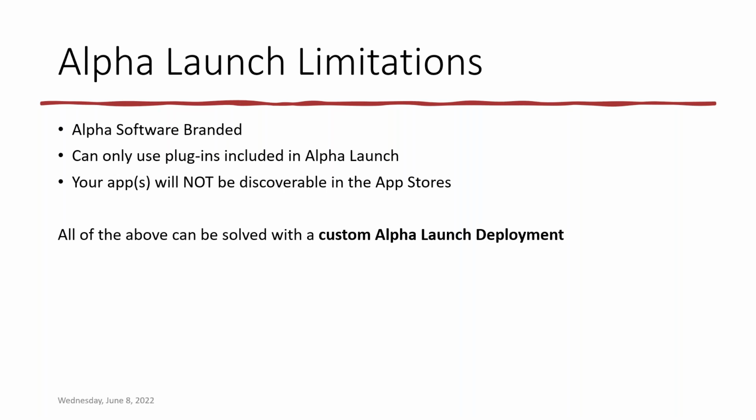Other limitations also include that it is branded by Alpha Software because it's our app, and we are providing it to you for free. And you can only use the plugins that are included in Alpha Launch, which are available on the Settings tab. There's a button to tap to expose some advanced settings or more developer information. And one of those options that gets shown in settings is the plugins listing option. You tap on that, and you can scroll through and see what plugins are available to you. If you need to use a plugin that isn't in Alpha Launch, then you'll need to go the route of building your own app.